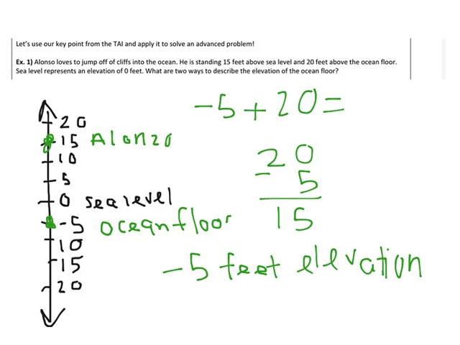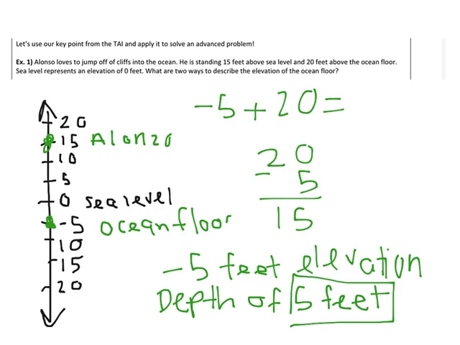And we could say that it's at a depth, which means under or below, a depth of 5 feet. That means that it's 5 feet below zero. So it's at a depth of 5 feet. You'll notice that I did not say it's at a depth of negative 5 feet because I'm actually thinking about my absolute value here of negative 5. So what is the distance below zero? It's 5 feet below zero.